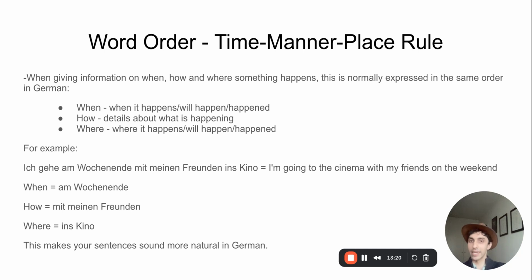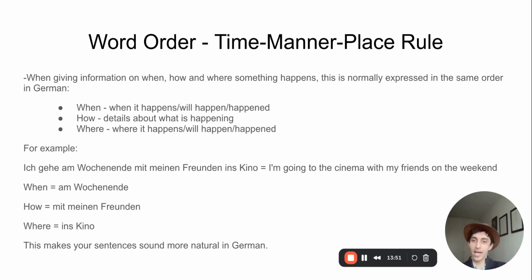Technically, it's not necessarily a mistake if you change this order a little bit, but for GCSE, examiners can think of that as an unintentional mistake rather than something stylistic. And I would stick with this word order of time first, then manner, then place, or when first, and then how, and then where, when you're giving details of an event that's going to happen or is happening or has happened. Here are some examples to illustrate.